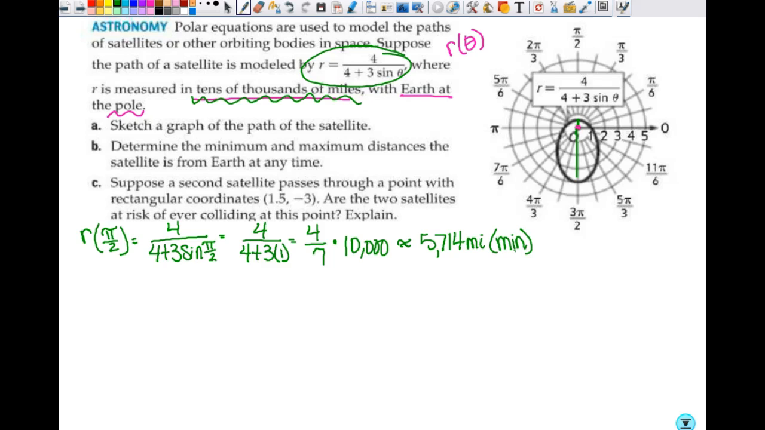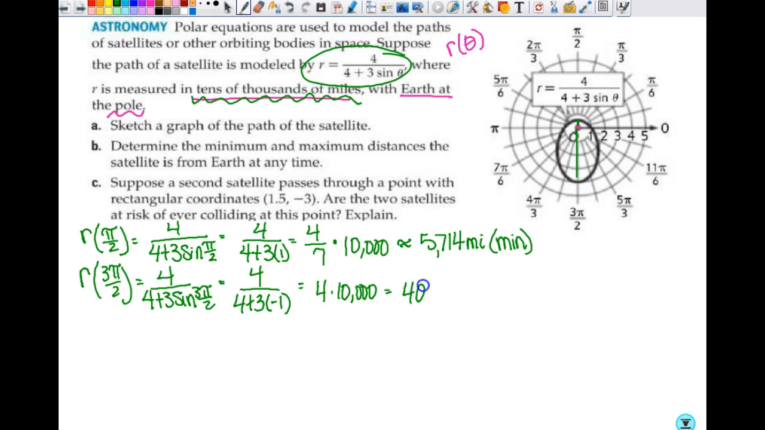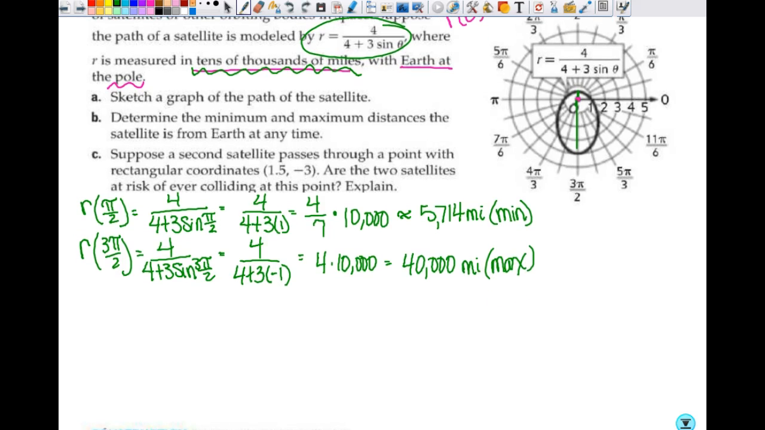So then we need to find the maximum. What do I do for that? Same equation, but my angle is what? 3 pi halves. So that's equal to 4 over 4 plus 3 times the sine of 3 pi halves. That's 4 over 4 plus 3 times what? -1. So that's 4 times 10,000, which is 40,000. And that's the maximum. Any questions at this point?